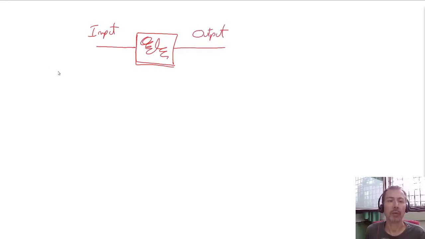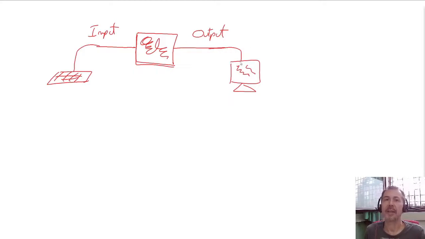For example, we could have a keyboard. The keyboard will generate an input and the computer will generate an output that can be, for example, a signal to produce an image on a computer screen. This is the overview of how computers work. But how do computers do this?